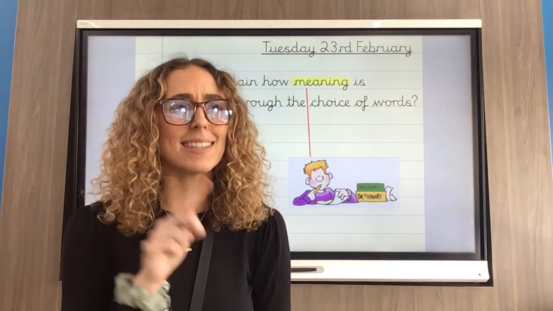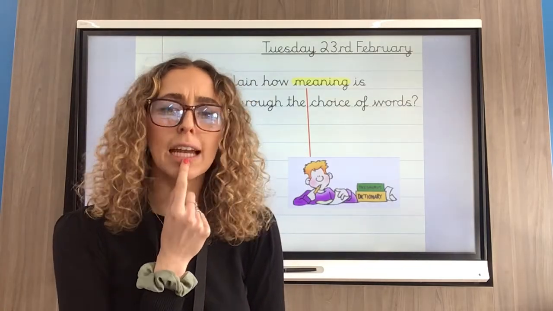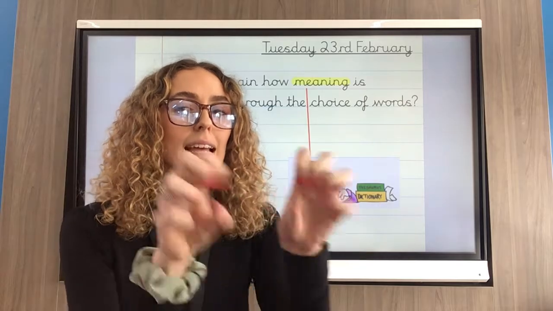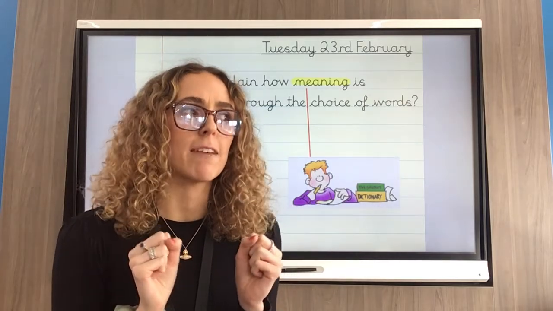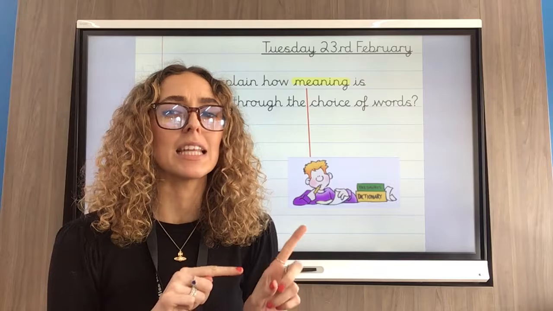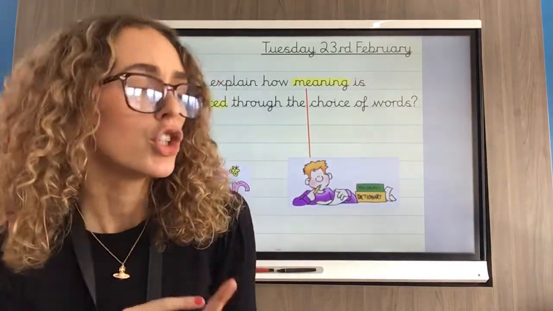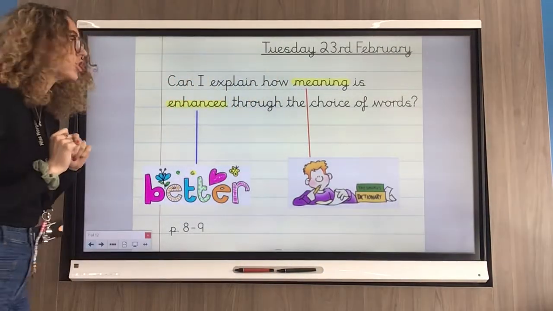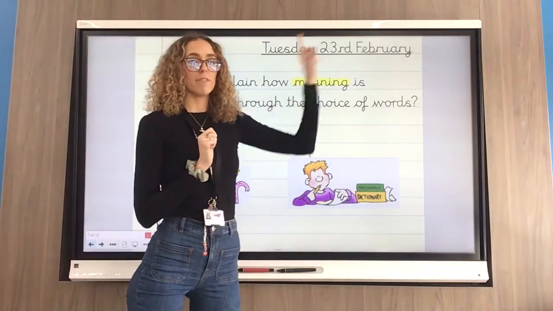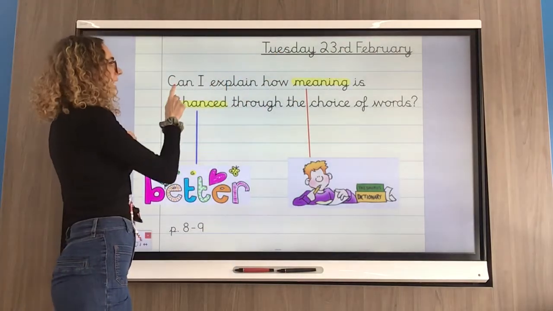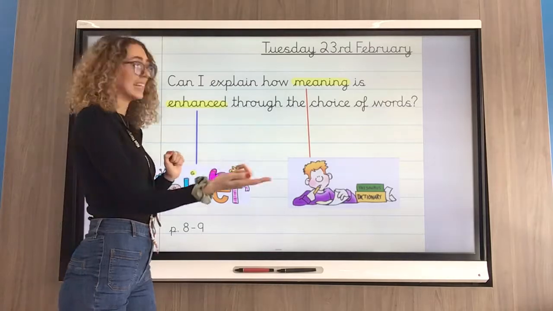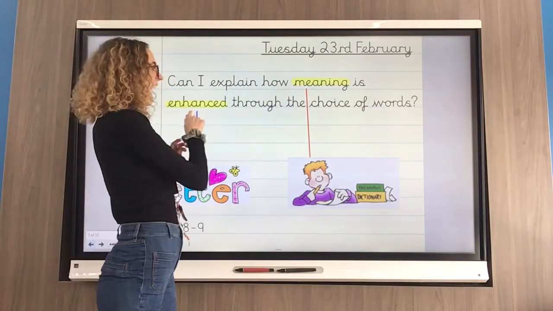Okay, so yesterday in our learning, what were we doing in our reading? What skill were we using? We were retrieving information from the text, but we're going to be doing something a little bit different today. So, your learning question for Tuesday the 23rd of February is, can I explain how meaning is enhanced through the choice of words?